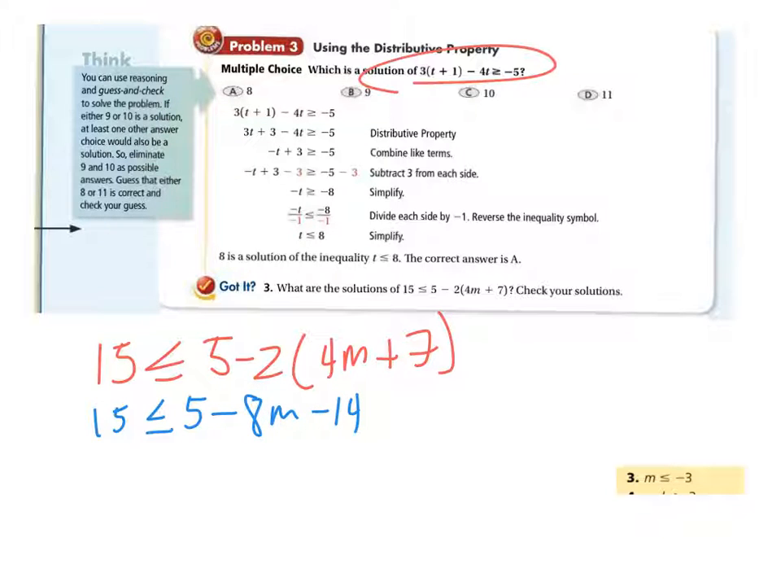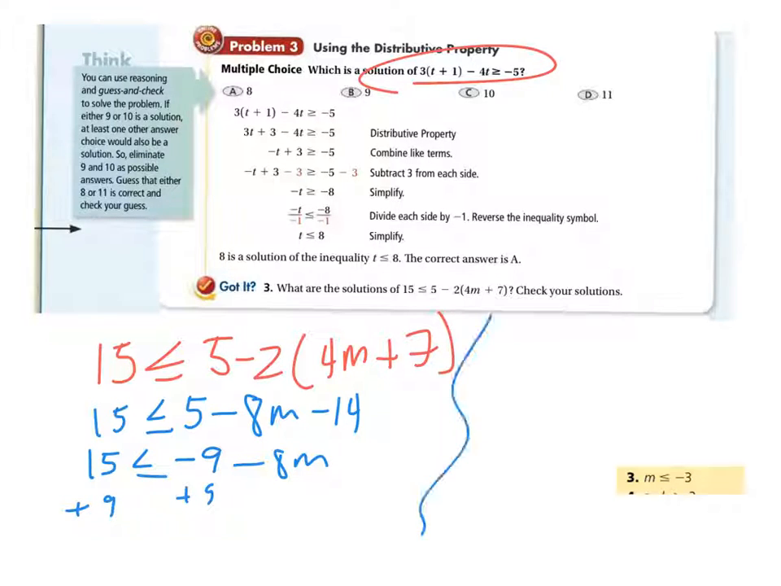I need to combine some like terms here before I go any further. So we're going to have 15 less than or equal to 5 minus 14, I believe, is negative 9 minus 8m. Now we can go ahead and add the 9 to both sides. So adding that 9 to both sides gives us 24 less than or equal to negative 8m.